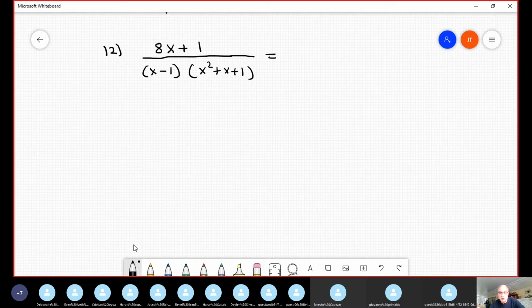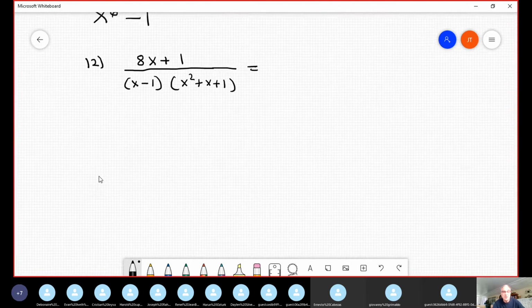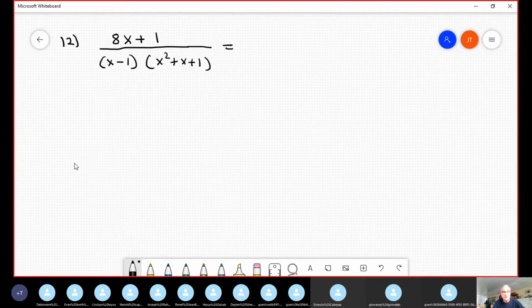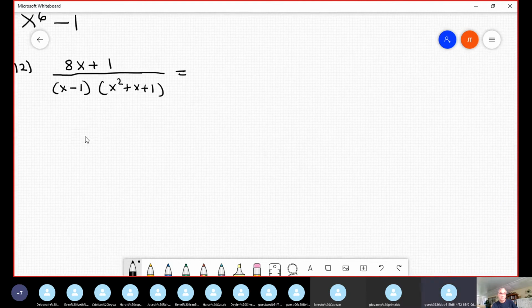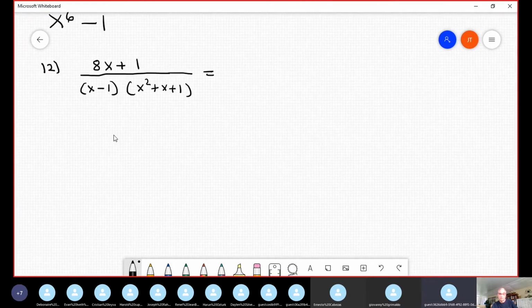Okay, and the first thing that you should do is identify the case that you have. Remember, in partial fraction decomposition, we have 4 cases: real non-repeated, real repeated, irreducible quadratic repeated, and irreducible quadratic non-repeated. What do you think about this? Is it real, irreducible quadratic? What do you think?